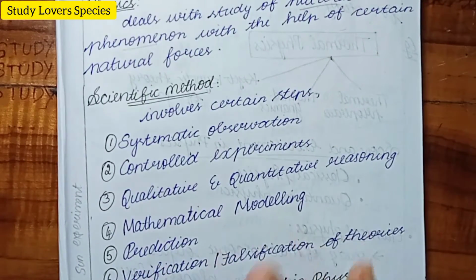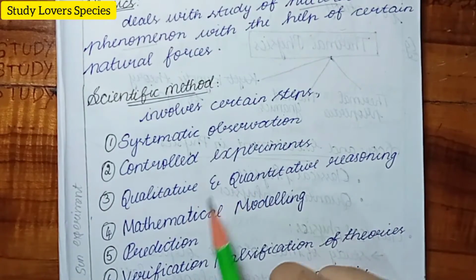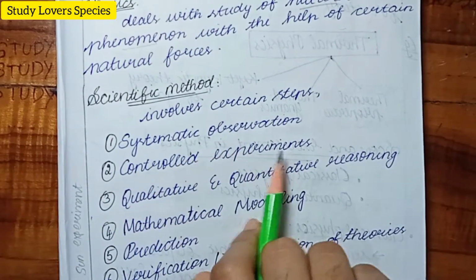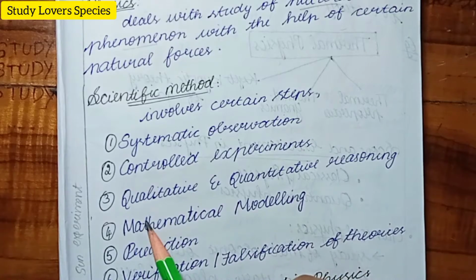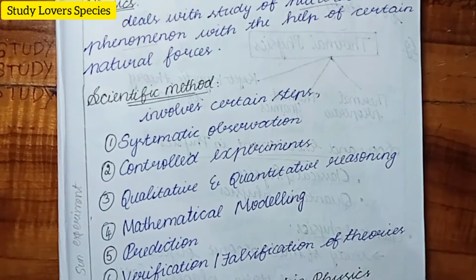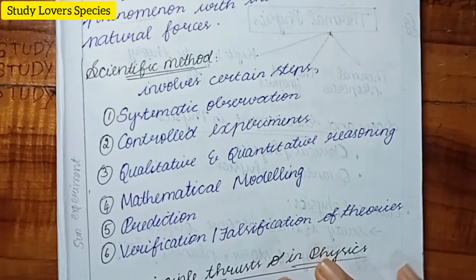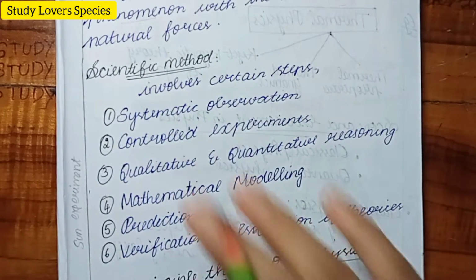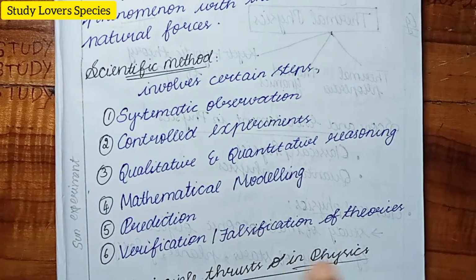Next, we have the scientific method. The scientific method involves certain steps: systematic observations, controlled experiments, qualitative and quantitative reasoning, mathematical modeling, prediction, verification or falsification of theories. These are the six steps of the scientific method.